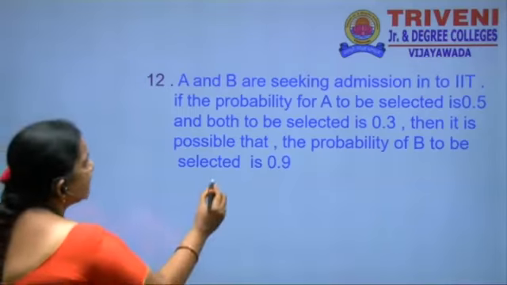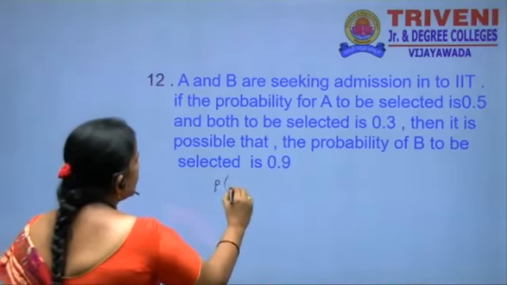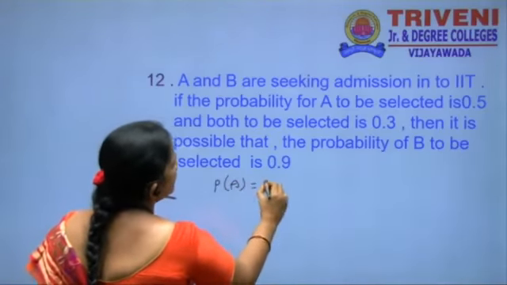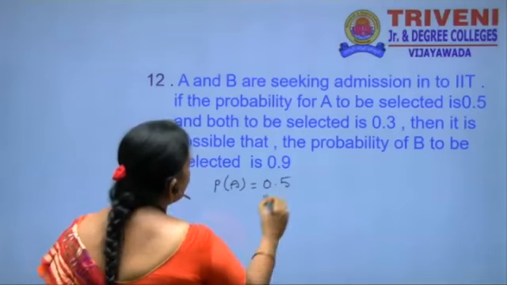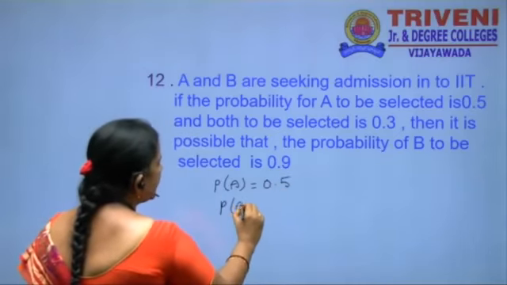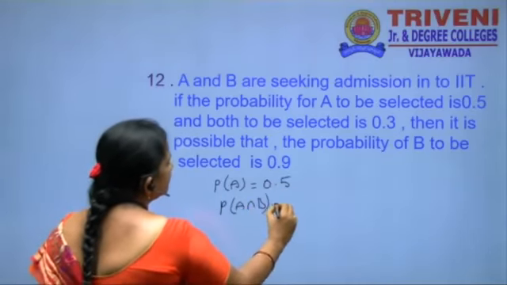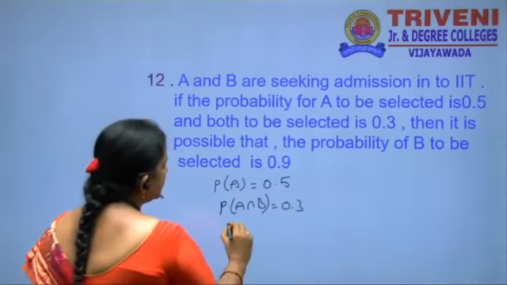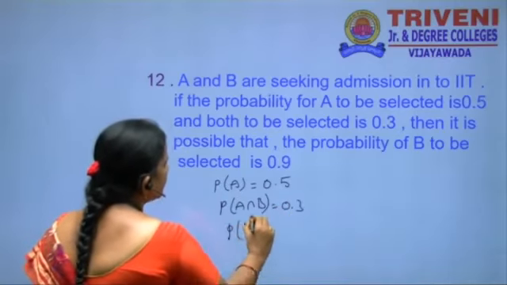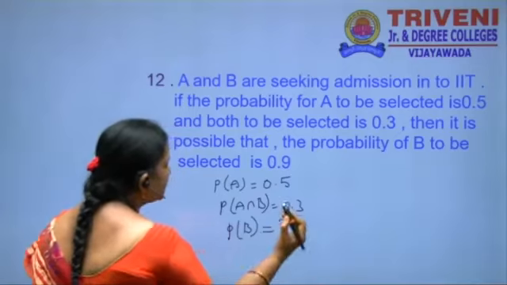Then they are given the values P of A is equal to 0.5 and P of A intersection B is equal to 0.3. Then find the P of B. The possibility we have to select.